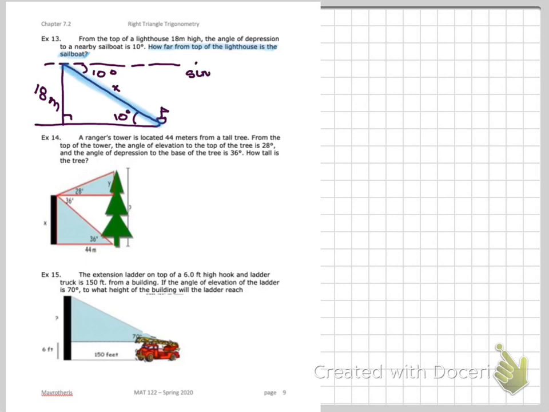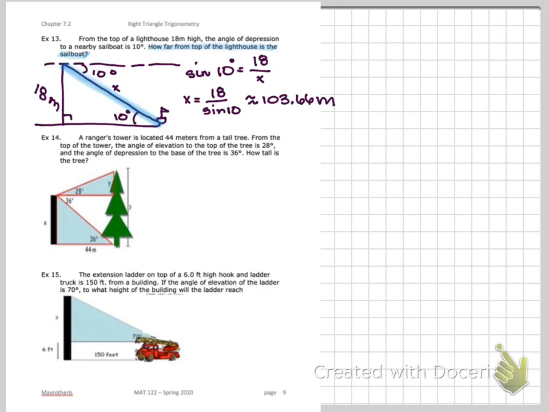Hypotenuse and opposite, that's the sine. Sine of 10 is 18 meters over x. Multiply both sides by x. Divide by that sine of 10. And we get a distance of 103.66 meters. Because we are talking about a problem in context, we were told that the lighthouse is 18 meters tall. We need to make sure that our answer has got the correct units.